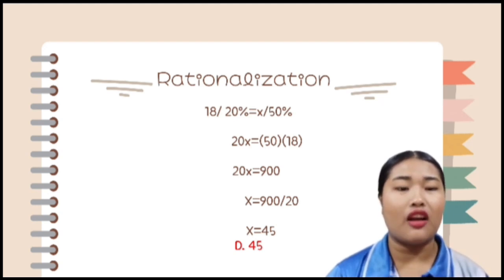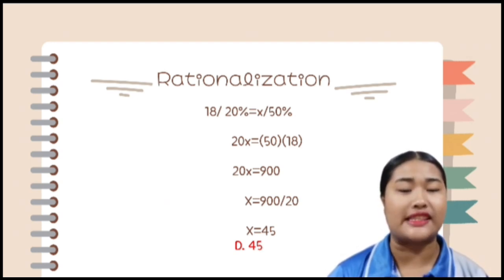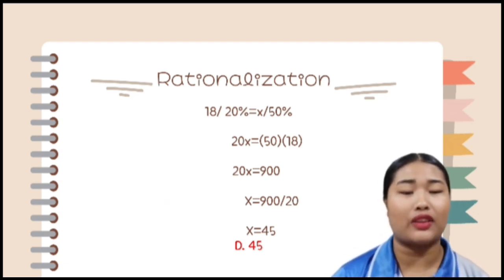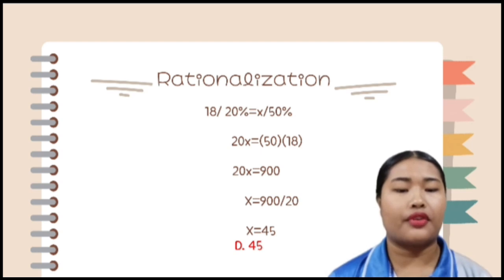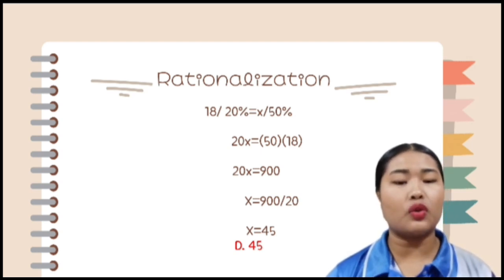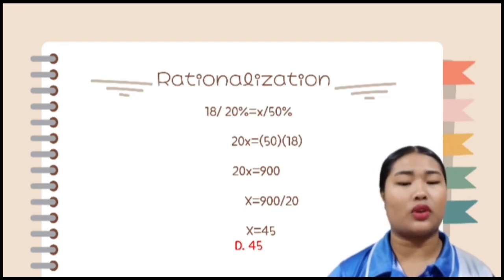So, we have to do the cross multiplication in this case. So, 20 multiplied by x equals 50 multiplied by 18. So, it will give us 20x is equal to 900. For us to isolate x, we have to remove 20 by dividing both sides by 20. So it will give us x is equal to 900 over 20, and x is equal to 45. So the answer is letter D, 45.